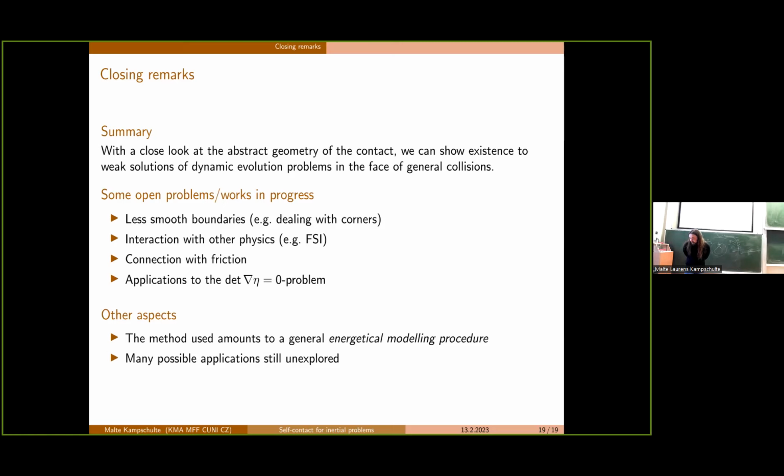And then one last aspect I'd like to mention is that this whole method also kind of works as a general energetical modeling procedure. Because the only thing we put into the problem was an energy, a dissipation, and some kinematics, in the sense of which directions are allowed and which aren't. And the dynamic equations just fell out from this and the method.